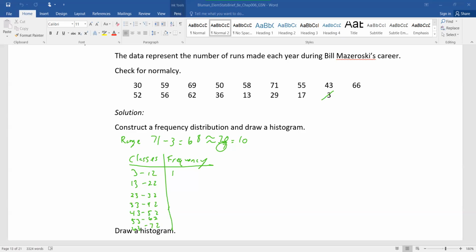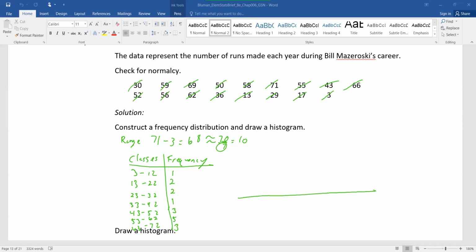And then 13 to 22, I just got 2. 23 to 32, I have 1. Oh, I didn't even see that first one. All right, so 2. 33 through 42, there's 1. 43 through 52, 1, 2, 3. 53 through 62, that's 1, 2, 3, 4, 5. And 63 through 72, I got 1, 2, 3.